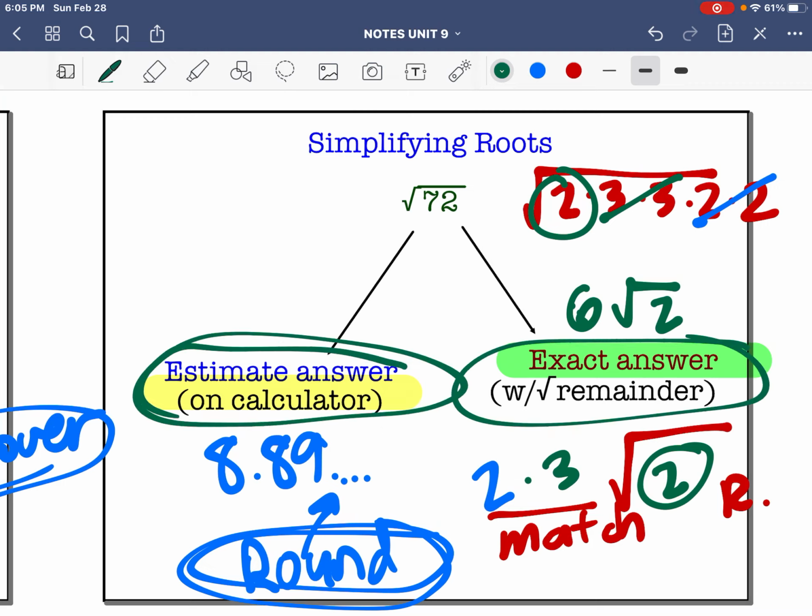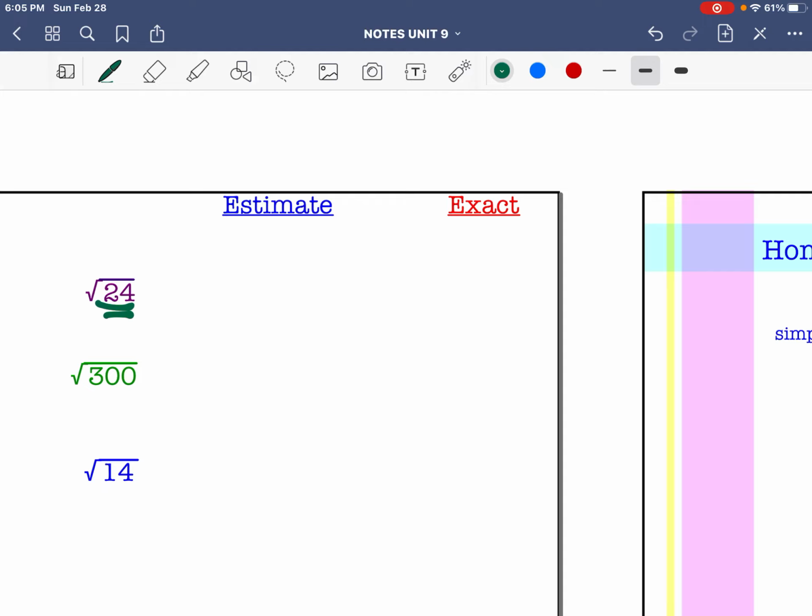Estimate on a calculator, I can tell that this is going to be just below 5 because square root of 25 is 5. So estimate on this, 4.89-ish. If I'm doing an exact answer, however, I can know that this breaks down to 2 times 2 times 2 times 3. So I'm going to be looking for my matches and my leftover. My matches, each side would get a 2. And my leftover, a 2 and a 3. And then I'm just going to times whatever's left. So this is 2 square root of 6.